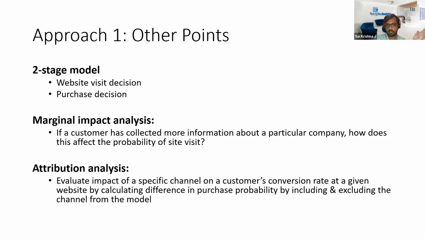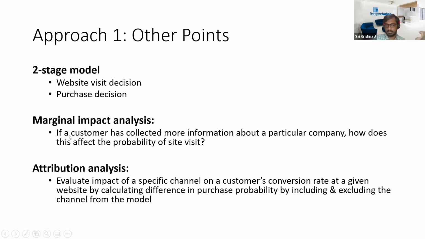Right? So the output of one machine learning algorithm is fed into another machine learning model. That is what we call a two-stage model. They also do something called a marginal impact analysis. If a customer has collected more information about a particular company, how does this affect the probability of a site visit? This is kind of self-explanatory, because the more information you collect about a particular company, the better judgment call you can make on whether that company's website is actually worth visiting, right?